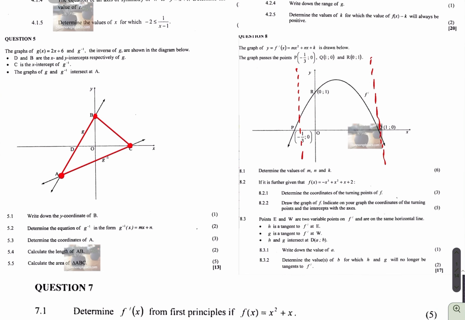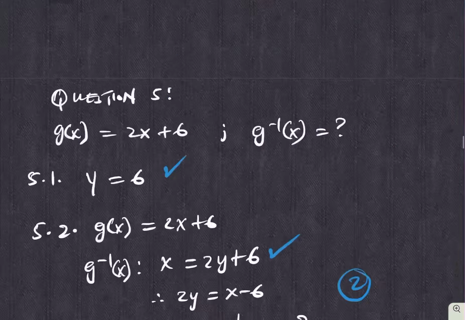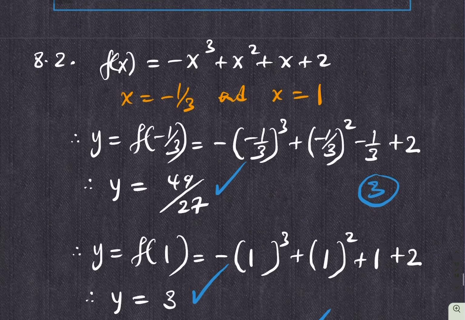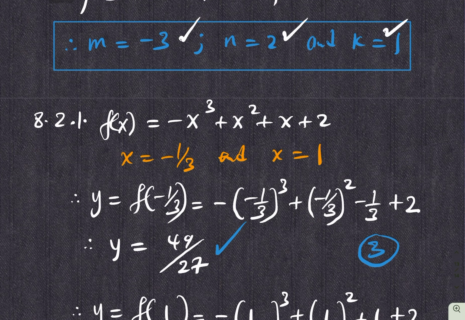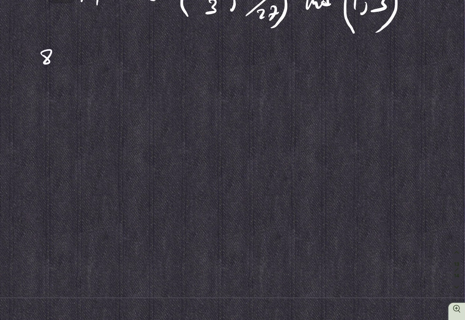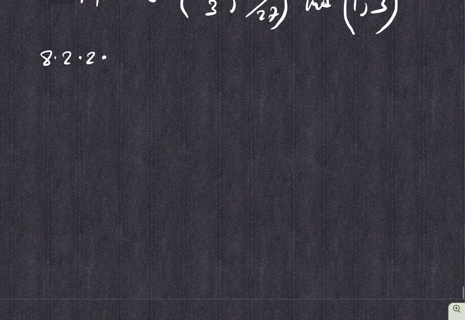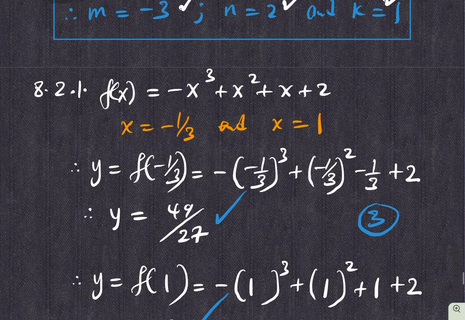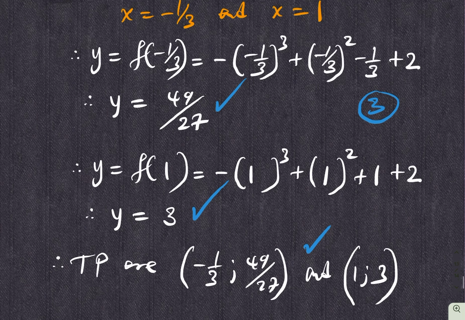8.2.1, okay. So now they are saying 8.2.2: draw the graph of f, and indicate on your graph the coordinates of the turning points and the intercepts with the x-axis. Okay, they want the intercepts and the turning points. So that was 8.2.1. We are now in 8.2.2. We want to sketch this graph. So with the turning points, we just need to get the intercepts of it.